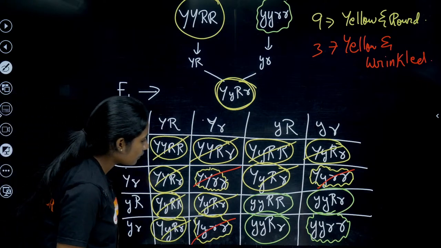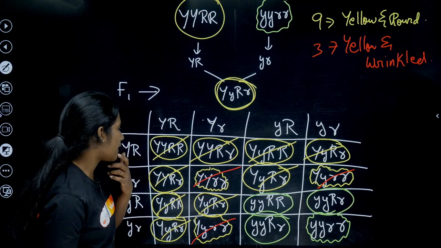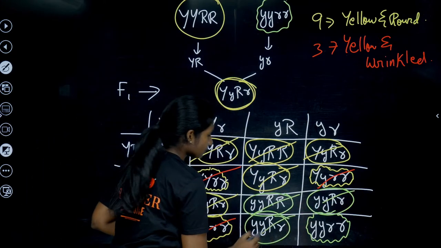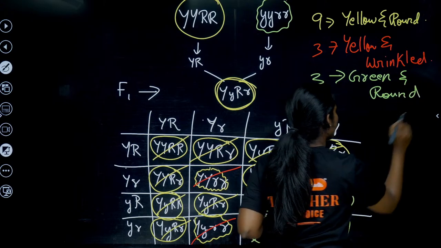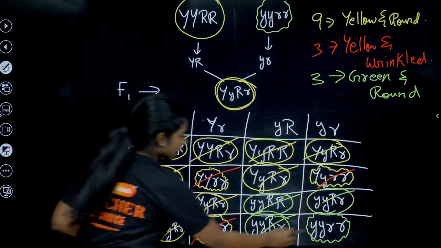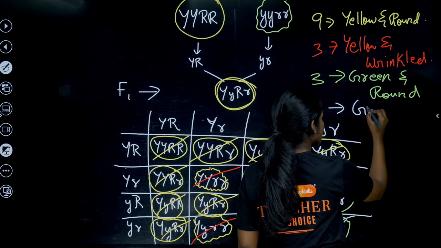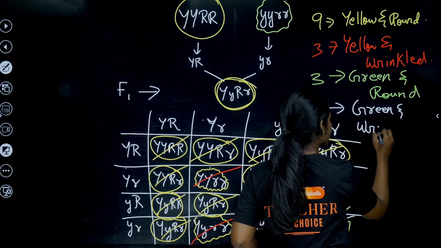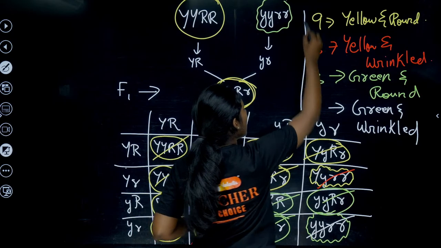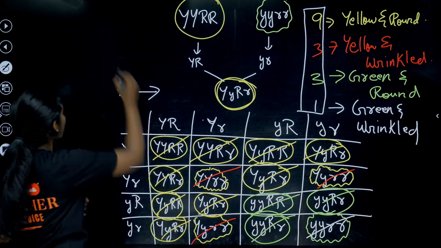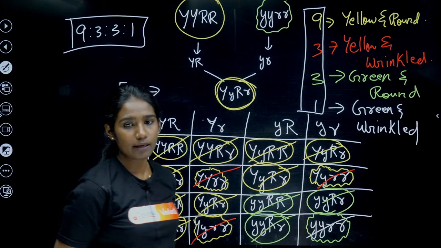After that, let me use green color. Which one is green and round? 3 green and round there are. Again, 3 green and round. Okay. And then there is only one green and wrinkled. Okay. So what is the phenotypic ratio? It is 9:3:3:1. 9:3:3:1 is the phenotypic ratio of the dihybrid cross.